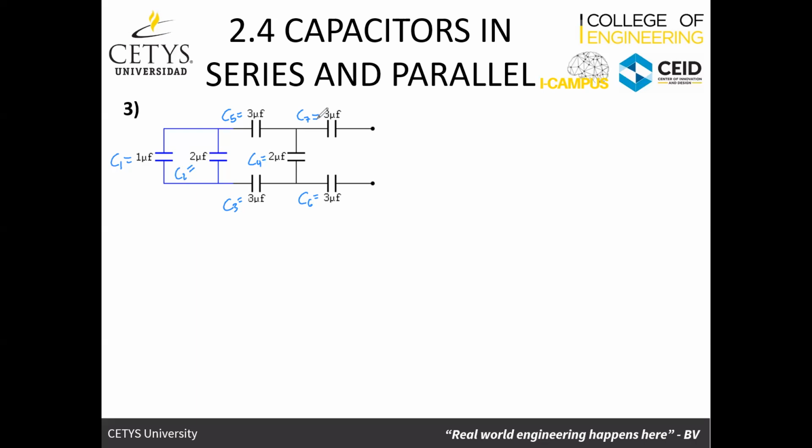1 and 2, and what are 1 and 2? 1 and 2 are parallel. Okay, that's something that we can clearly identify. Let me mark those and let me answer some questions before we move along. So C1 and C2 are clearly in parallel.